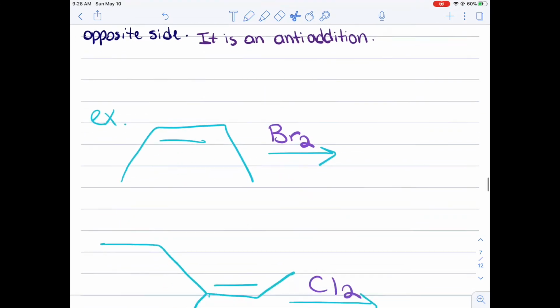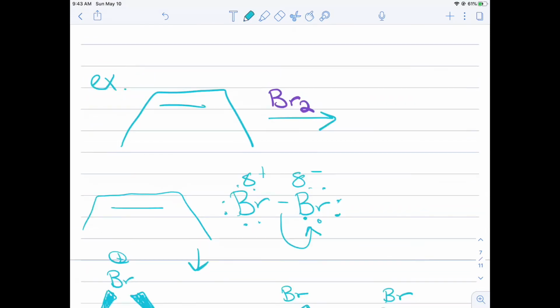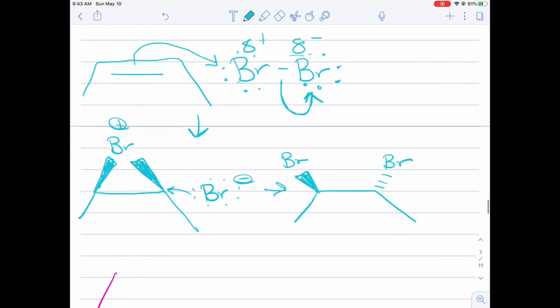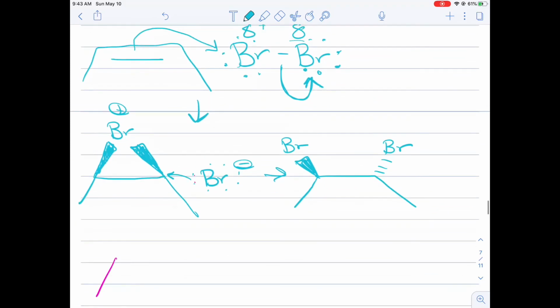Now, let's take a look at some examples. So in this example, you have a symmetrical alkene reacting with a diatomic bromine. The pi bond is going to attack the partially positive bromine, breaking the bond between your two bromine atoms and expelling the electrons back to your partially negative bromine. This attack will occur on the front, therefore your halonium ion will occur on the front.